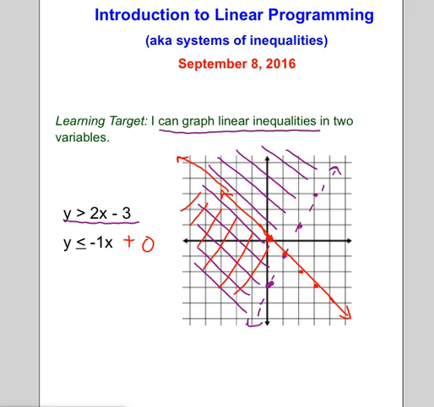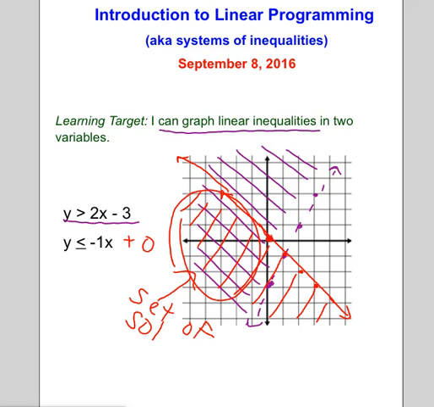Notice there's overlap in this general area. That's important when you're talking about systems of inequalities because that's what's called the feasible region. We're going to get to that a little bit more tomorrow, but the overlapping area is the set of solutions, or again, the feasible region. So make sure you have all of that down.